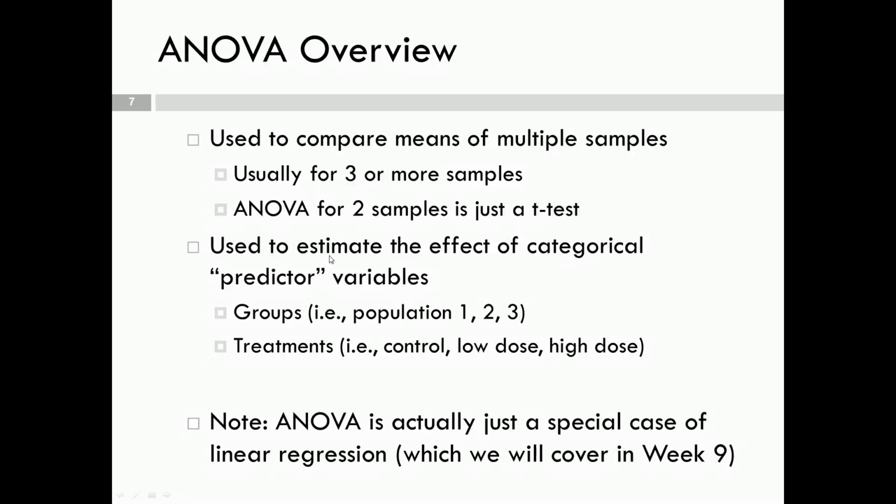Now, ANOVA is usually used to estimate the effect of categorical predictor variables on some response. When I say categorical predictor variables, this means non-continuous. So we can estimate the effects of, say, being in different groups or in different populations on some response. For example, what is the difference in mean weight between these 3 populations or 3 groups of individuals?